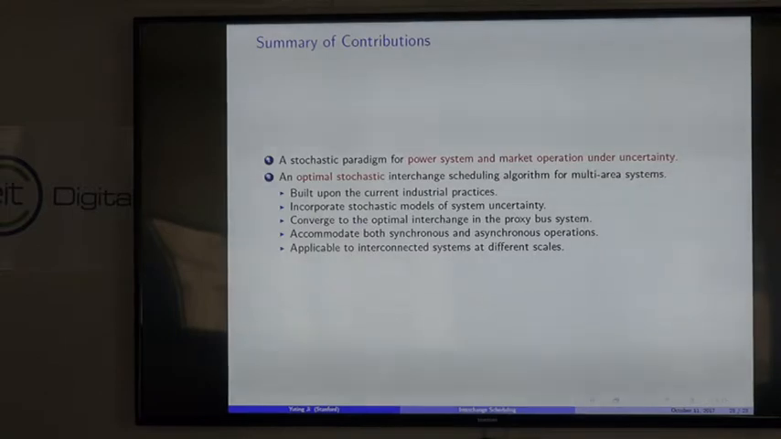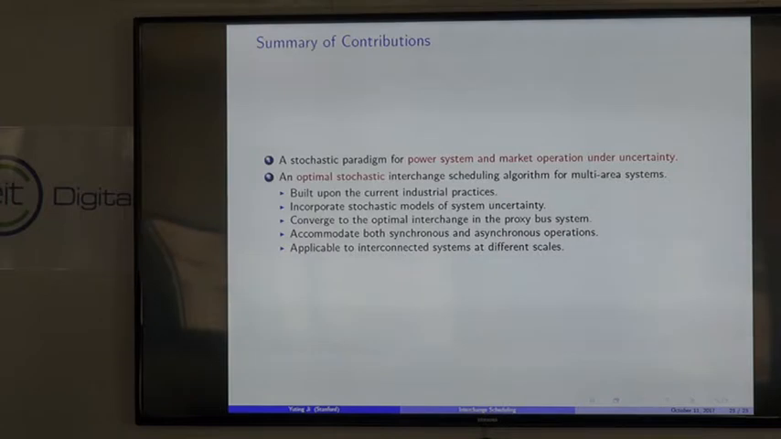Also, as a general approach, we can incorporate different stochastic models of system uncertainty, as long as we can figure out a way to estimate the expected price. So it doesn't matter what kind of distribution your load, wind, or solar looks like, as long as you can sample it from generated price curves, that is applicable for this framework.